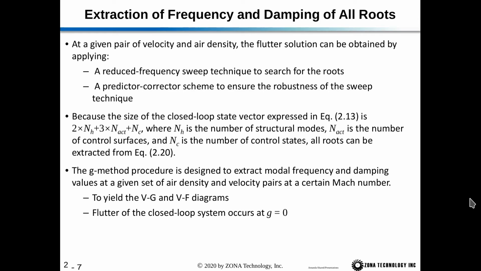Now, because the size of the closed loop state vector expressed in equation 2.13 is 2 times the number of modes plus 3 times the number of actuators plus the number of control states, all of the roots can be extracted from equation 2.20. And the G method procedure is designed to extract modal frequency and damping values at a given set of air density and velocity pairs at a certain Mach number, which yields the VG and VF diagrams. And of course, flutter of the closed loop system occurs at G equals 0.